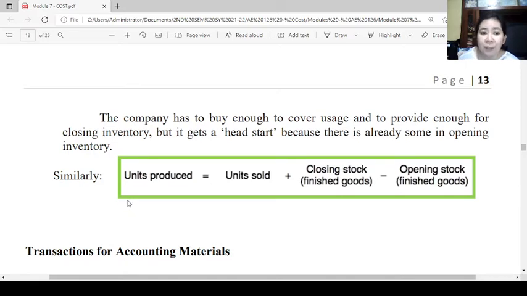To determine the units produced, we will use this formula. This is again derived from the cost of goods sold formula. So units produced is equal to units sold plus ending inventory of finished goods minus beginning inventory of finished goods. So that's how to determine it.